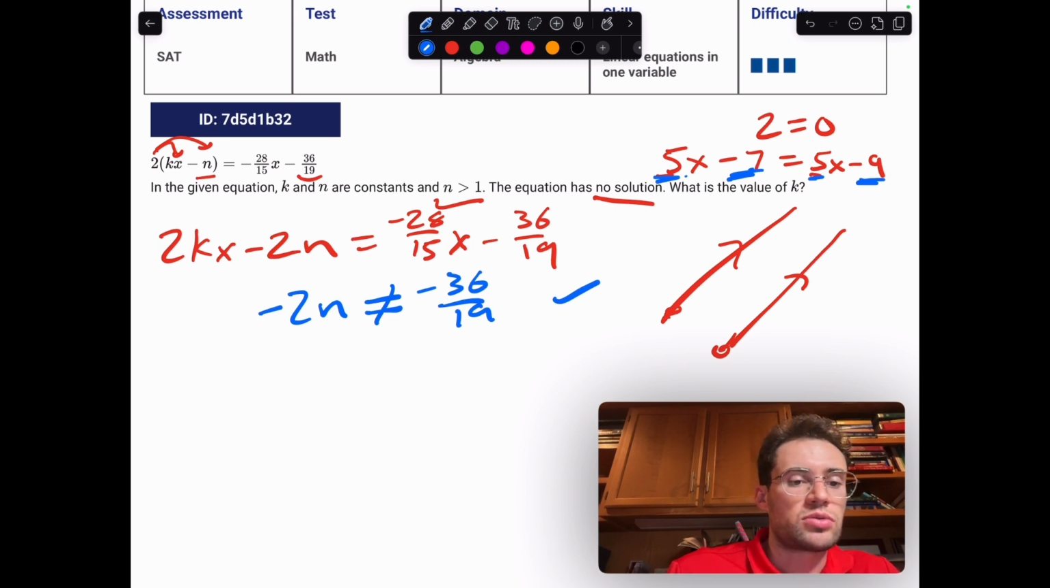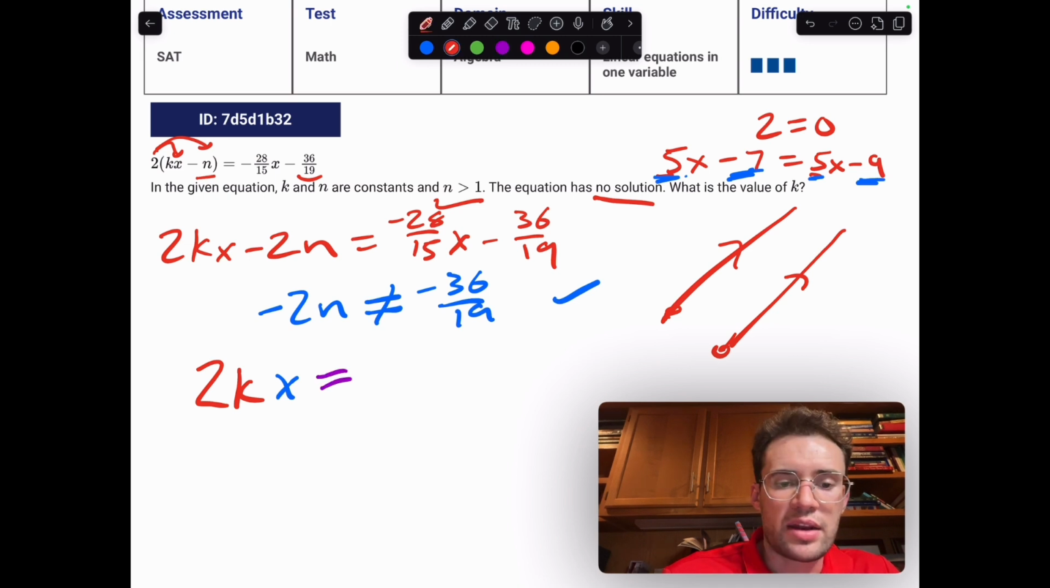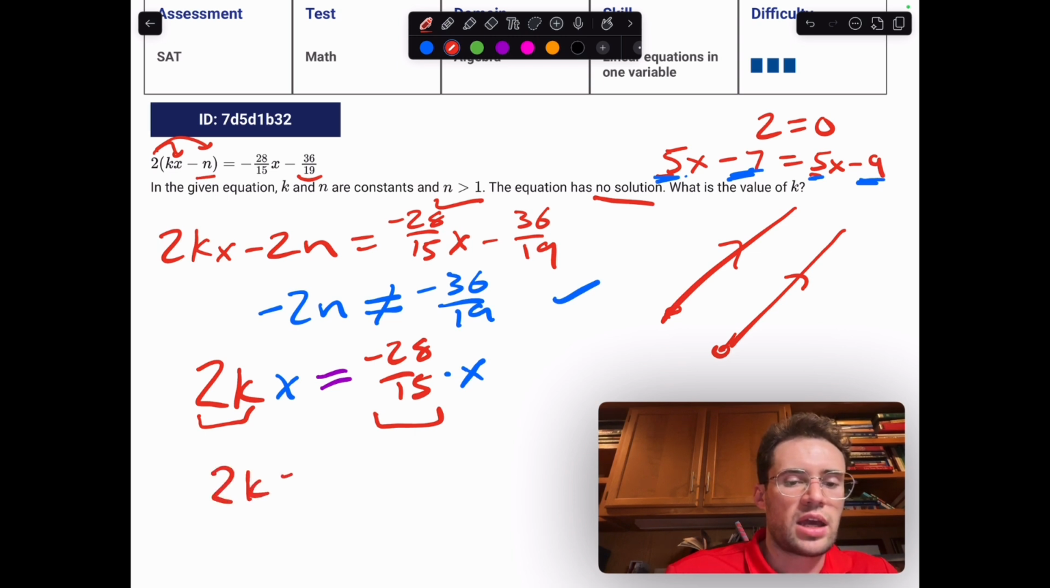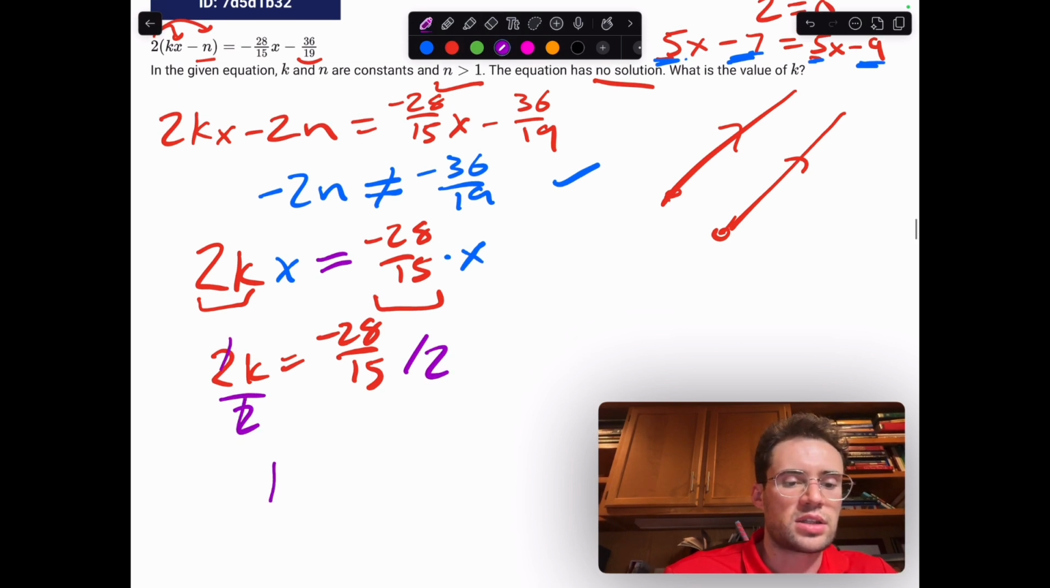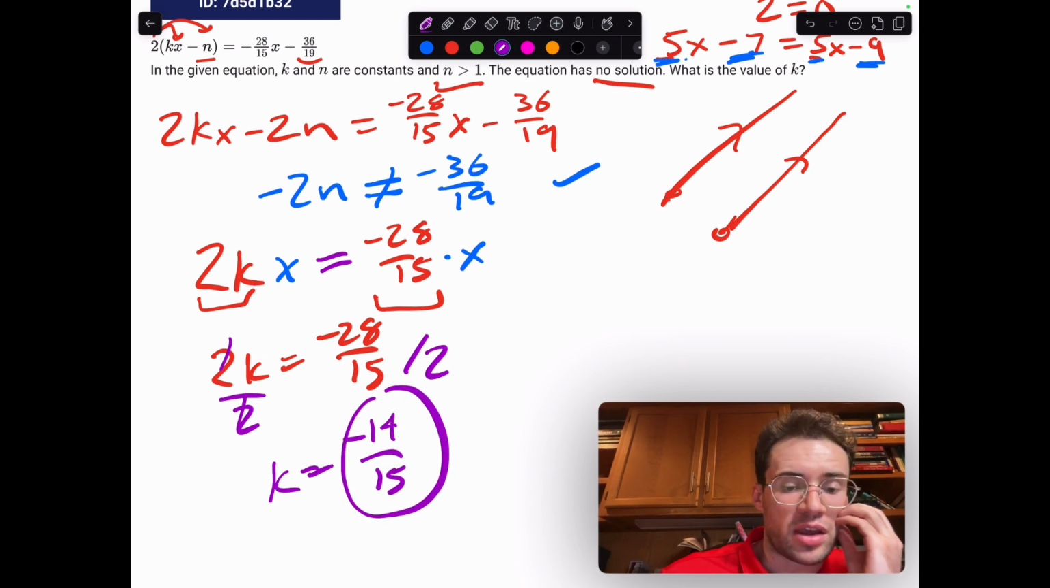x term. So 2k times x needs to be equal to negative 28 over 15 times x. Essentially, you just say this is equal to this. 2k is equal to negative 28 over 15. So what value of k would make that true? We just divide both sides by 2. Divide by 2. Cancels out. This is k is equal to negative 14 over 15. And that would be your value of k.